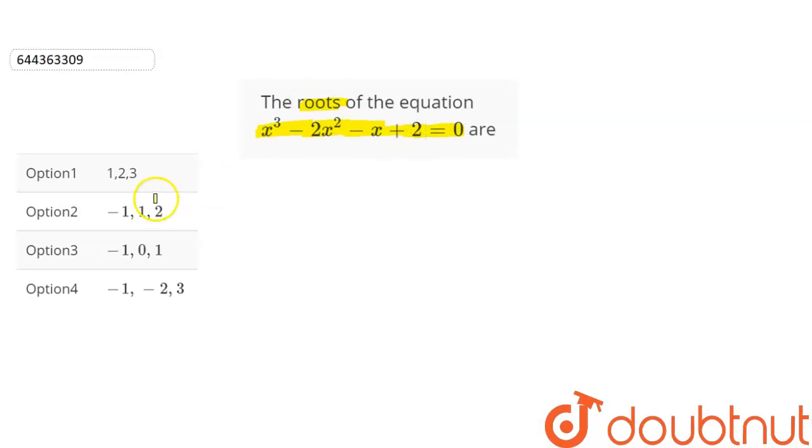The question is: the roots of the equation x cubed minus 2x squared minus x plus 2 is equal to 0 are, and we are given 4 options. So first, by hit and trial method, we will try to find one root of the function. Let our f of x be equal to x cubed minus 2x squared minus x plus 2.